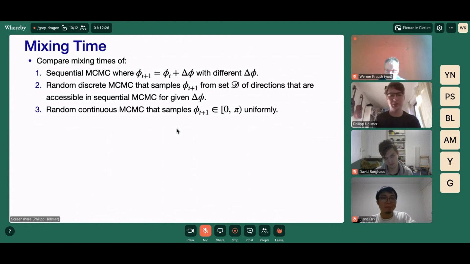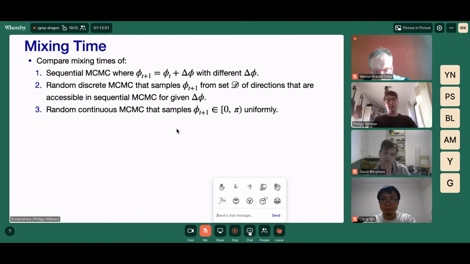Now we know a way in which we can compute the mixing times, and then we can compare them. I will now compare mixing times of three different procedures to update the direction. The first one is the sequential sweeping scheme, where we deterministically increase the direction by this delta phi value, and of course we vary delta phi between 0 and pi.